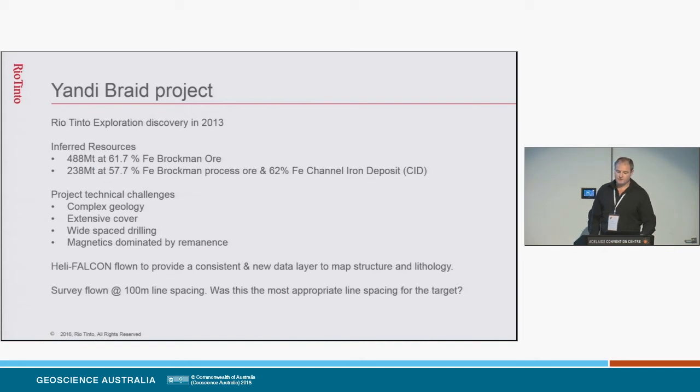We'll start with the Yandy Braid project. Yandy Braid was a Rio Tinto Exploration discovery in 2013 and was handed over to the business group. It had inferred resources of 488 million tonnes at 61.7% and 238 million tonnes at 57.7%.